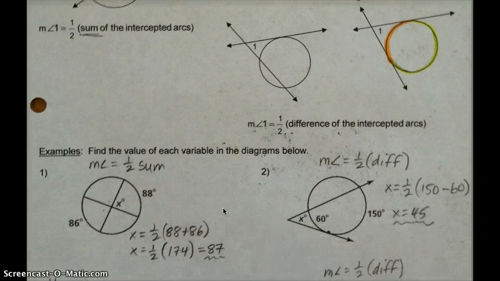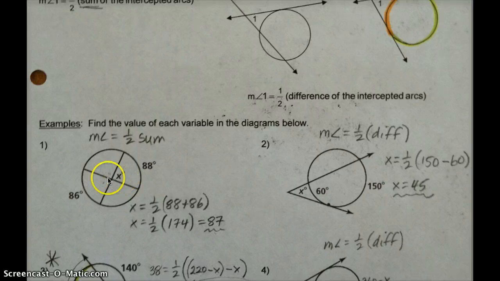So let's look at some examples of those. So here we have the inside, so the measure of the angle is 1/2 the sum. That's a good way to remember: the measure of our angle is going to be equal to 1/2 the sum because this is on the inside. So we have this intercepted arc and this intercepted arc, so we're going to add those two together and multiply by 1/2. So 1/2 of 88 plus 86 gives us 87. So that means this angle here is 87 degrees.